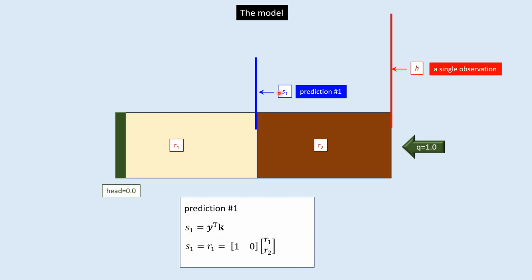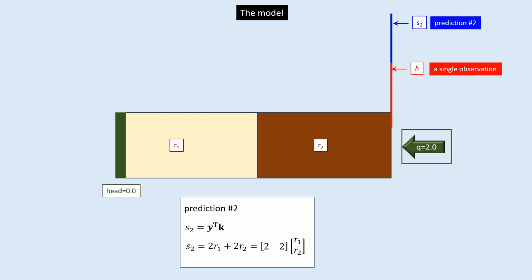The value of S1 is simply equal to the resistance R1 because flow through the model domain is unity, and it can be written using this very simple matrix and vector equation. Our other prediction is the head in the original observation well if the flow into the right-hand end of the model domain is doubled. In this case, the value of this prediction can be calculated as twice R1 plus R2, twice because flow has now been doubled.